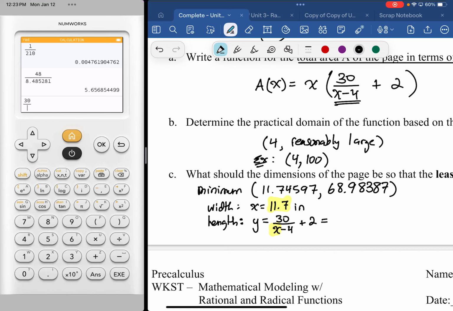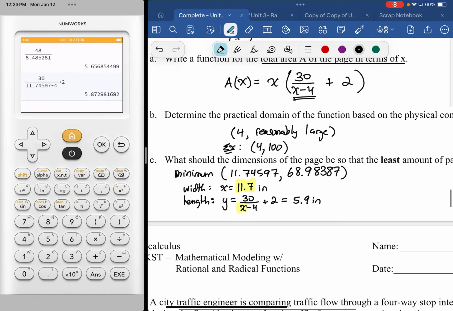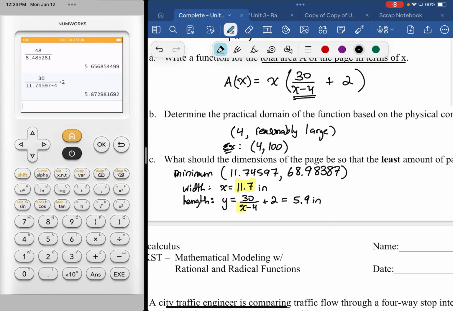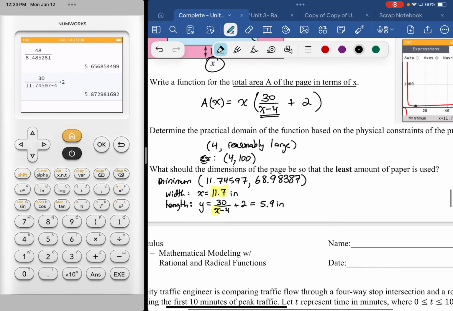30 divided by my 11.74597 minus 4. Tend to put the unrounded value in just to get as much accuracy as we can get. And we get 5.8. 5.9, thank you. 5.9 inches. So these are the dimensions of the entire page that we would need to have in order for the print to have an area of 30, right?